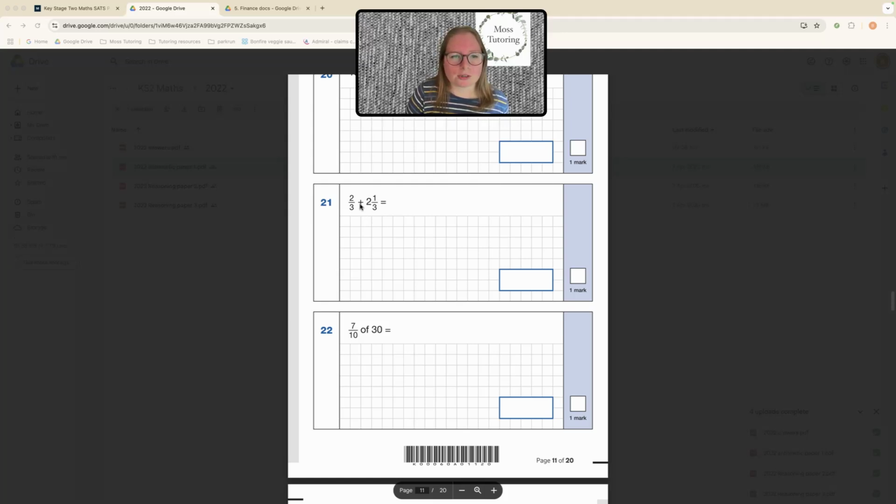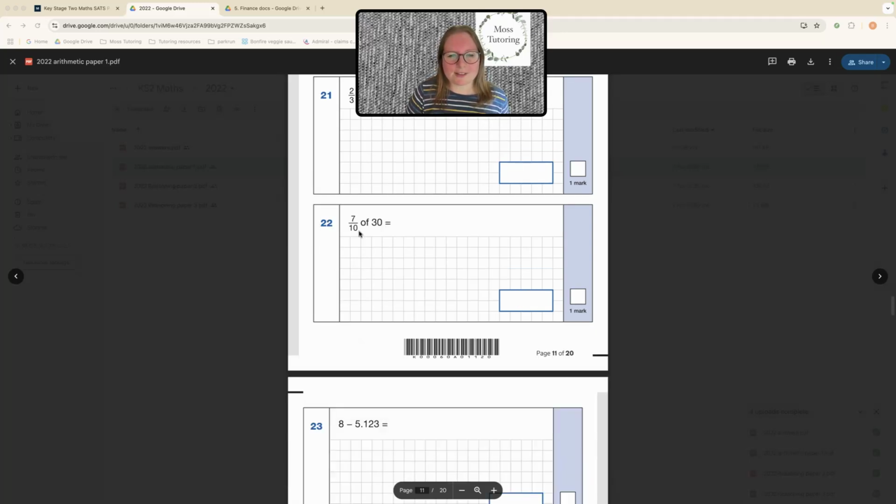Or you could make this into an improper fraction. So you could do 2/3 add 7 thirds. So no, you couldn't. No, I've got 2 wholes, and I've got 2/3 add 1/3. That makes one more whole, so that makes an answer of 3. So if that's what you got for that one there, well done. Let's move on to question 22.